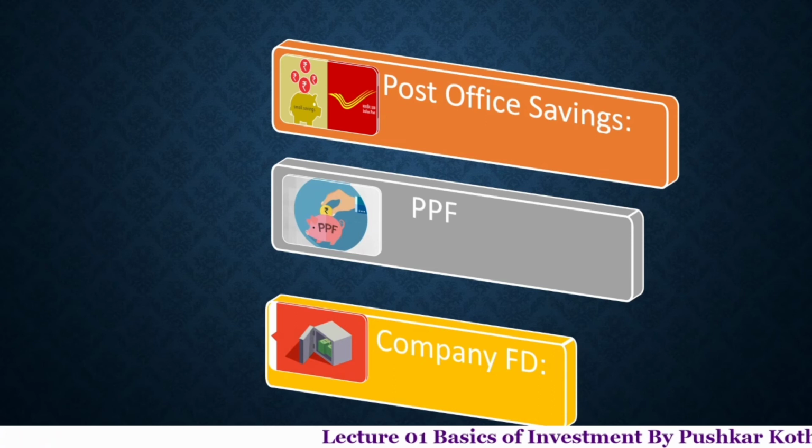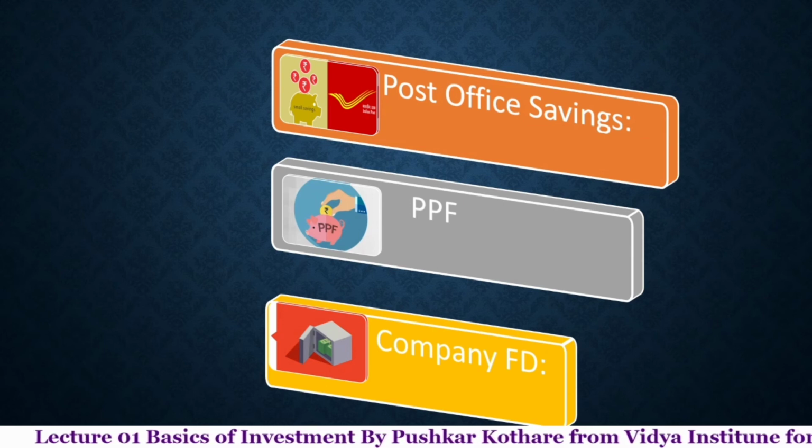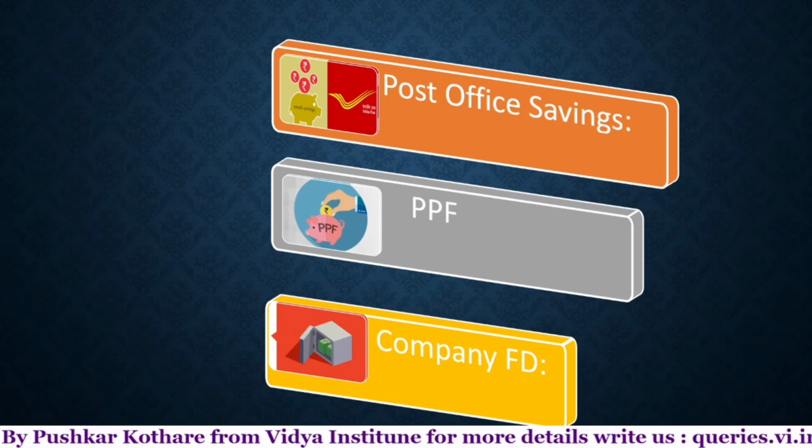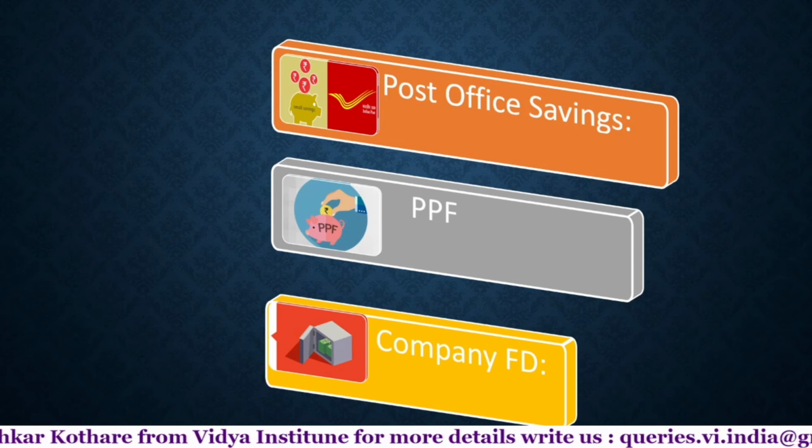Okay, let's see the third one, which is a company FD or company fixed deposit. Borrowings are at the fixed interest rate, can be paid monthly, quarterly, annually, etc. Interest rate varies between 6 to 9%.